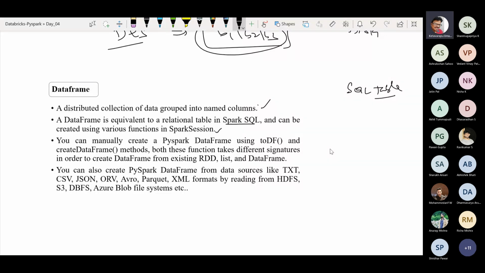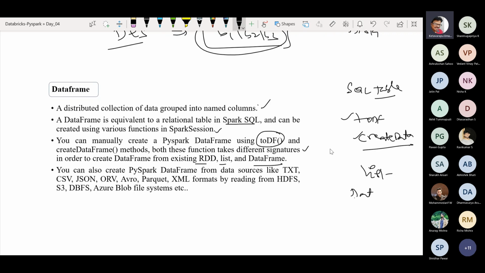Various functions, in the sense one is toDF, another is createDataFrame, and with the help of range, you can create it. You can manually create a PySpark data frame using toDF, which we just mentioned, and the createDataFrame method. Both these functions take different method signatures in order to create a data frame from an existing RDD, list, or data frame. Now we have seen some list.